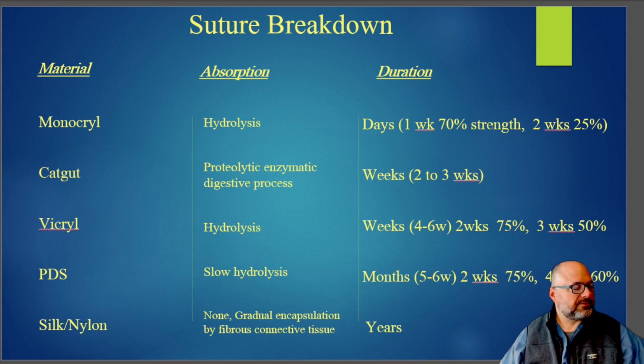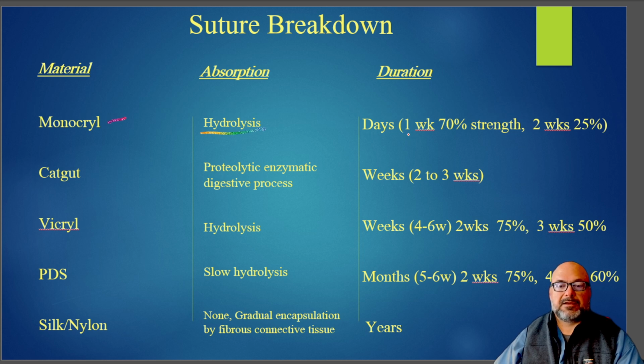So as far as the suture material itself, how is it broken down? How long does it last? Monocryl is broken down by simple hydrolysis. It lasts on the order of days to weeks, but it loses its strength quickly. So after 1 week, it has 70% of its original strength. By 2 weeks, it's down to 25%.